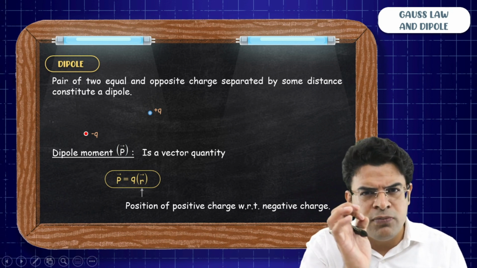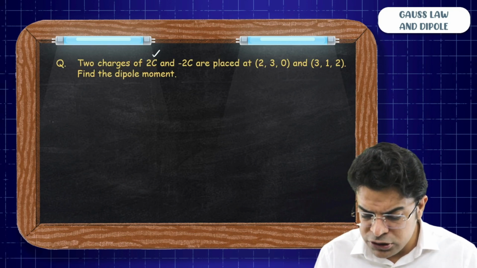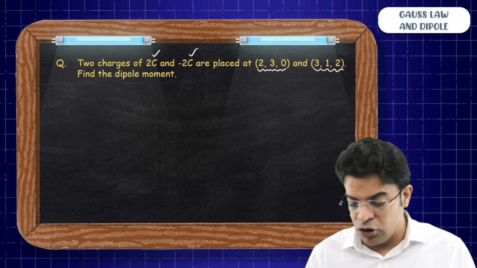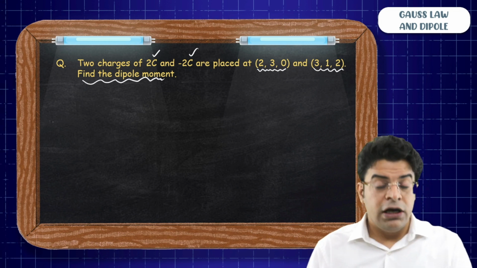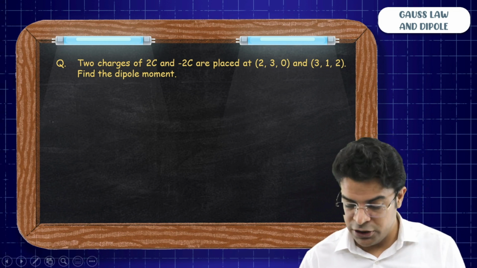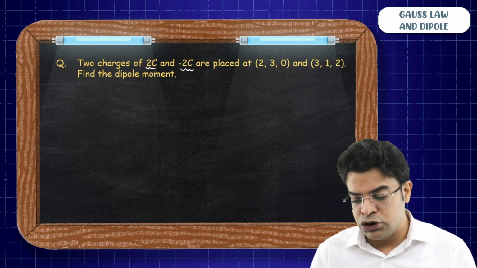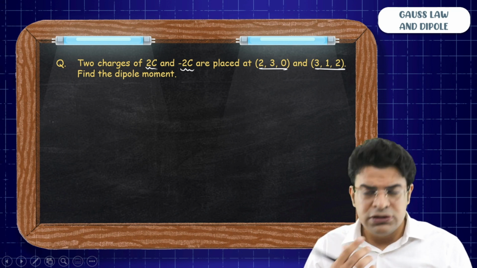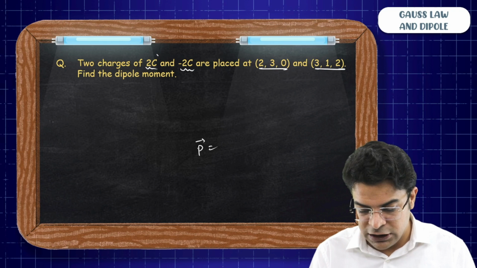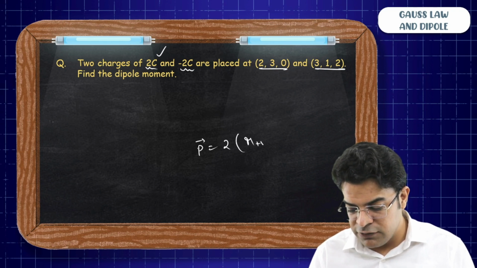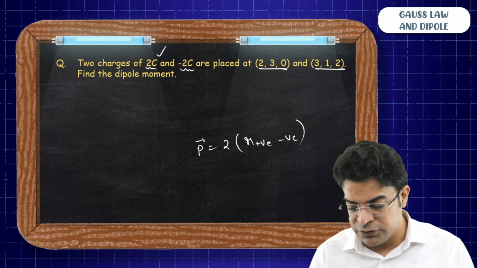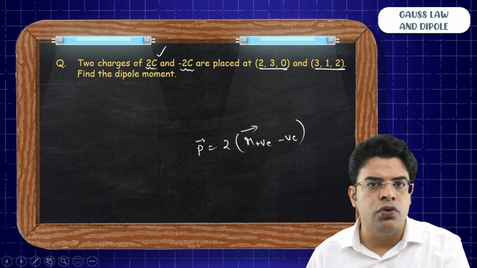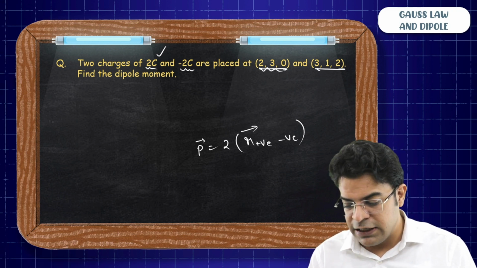Let's see one small example based on this. Two charges of 2 coulomb and minus 2 coulomb are placed at (2, 3, 0) and (3, 1, 2). Find the dipole moment. Dipole moment is which type of quantity? Vector quantity. Now you need to find it. Simply, the dipole moment is the magnitude of charge, which is here 2, times the position vector of positive charge with respect to negative charge. And to find that, all you have to do is take the position of positive charge minus the position of negative charge.